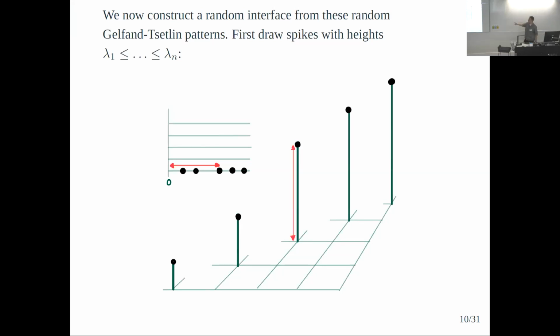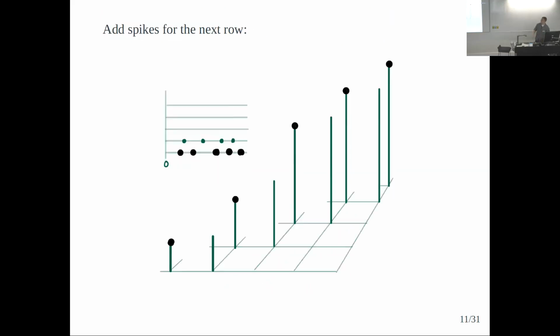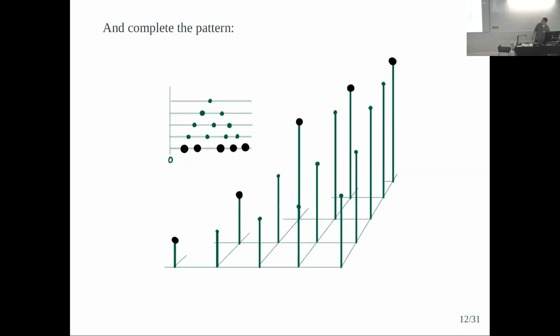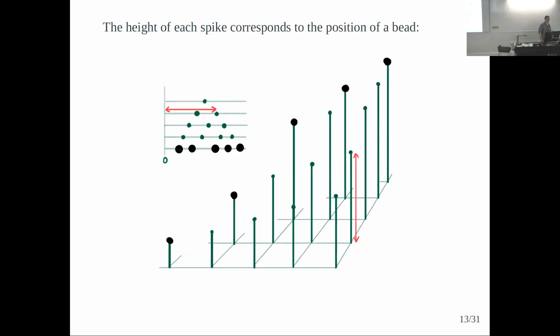So to each one of these Gelfand-Tsetlin patterns, we can associate a surface as follows. We take our n beads along the bottom row, and we draw n spikes along the diagonal of the lattice. Vertical spikes where the height of each spike corresponds to the position of each bead along the bottom row. And we can do this with the beads on the next string up, on the next diagonal. And we can do this with the whole pattern. So we've associated our pattern here bijectively with a bunch of spikes.